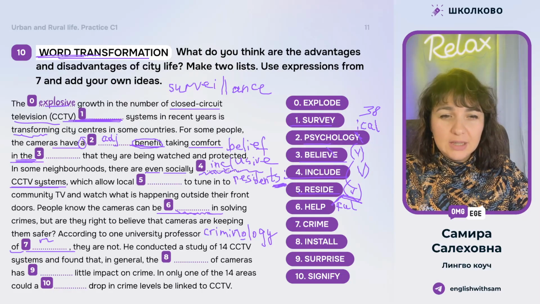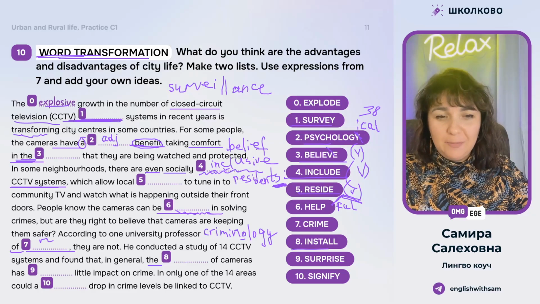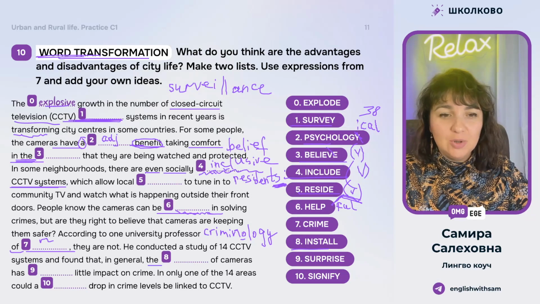So he conducted a study of 14 CCTV systems and found that, in general, the installation of cameras has surprisingly little impact on crime.